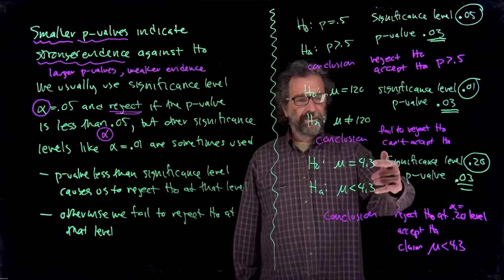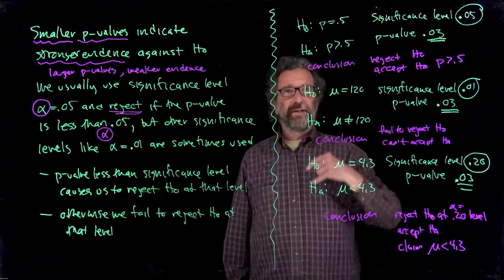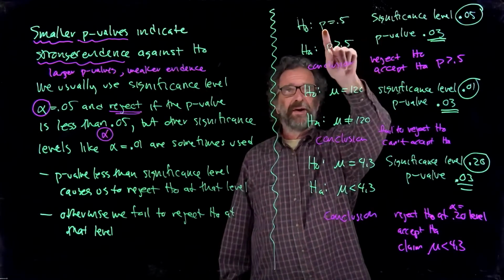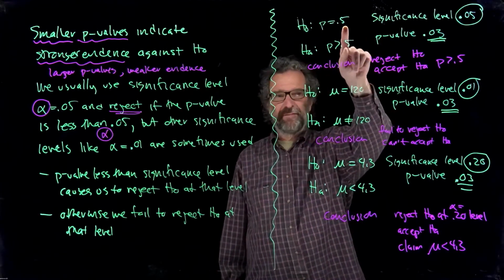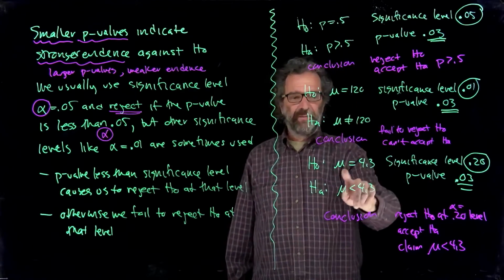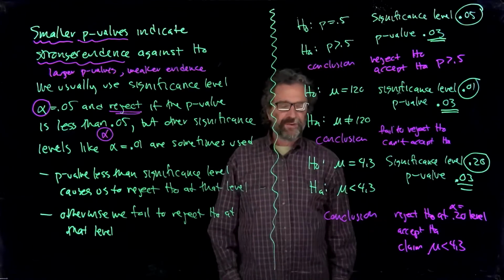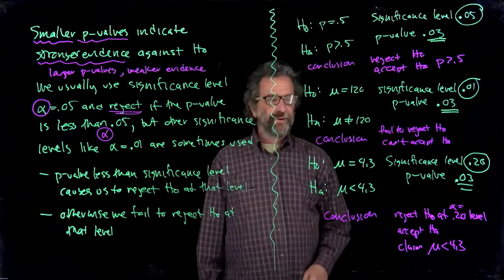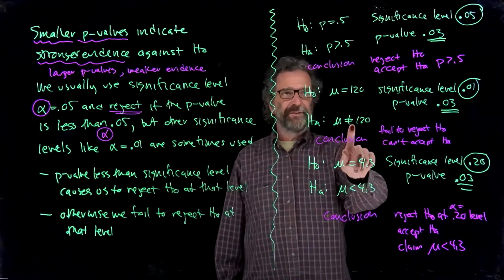Here I didn't even make any description of what the context is. What are we measuring? What do we want? What is this about? What's supposed to have probability 1/2 of happening? Who has mean 120 or mean 4.3? What are those things? And what does it mean for the mean to be less than 4.3 or not equal to 120, and so on?